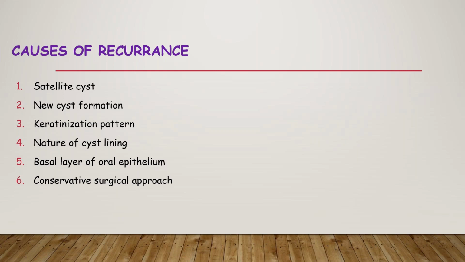Basal layer of epithelium. New keratotic cysts may sometimes develop from the basal cell layers of the epithelium. The conservative surgical approach: in an attempt to save the vital structures surrounding the cyst, a conservative surgical approach is sometimes undertaken. It results in incomplete removal of the cyst, leading to its recurrence. So these are the factors which contribute to the recurrence of odontogenic keratocyst.